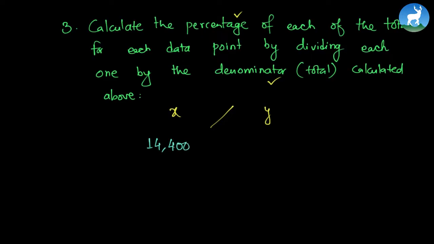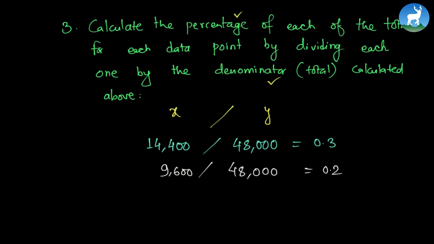14,400 rupees is gone to your household expense. Let's divide it by the total, that is 48,000. Now this turns out to be 0.3. Likewise, 9,600 rupees is gone to your restaurant bill. Now divide that by the total. What we get is the proportion, that is 0.2. Likewise, 7,200 rupees is gone to your saving account. So 1.5% is what you save.